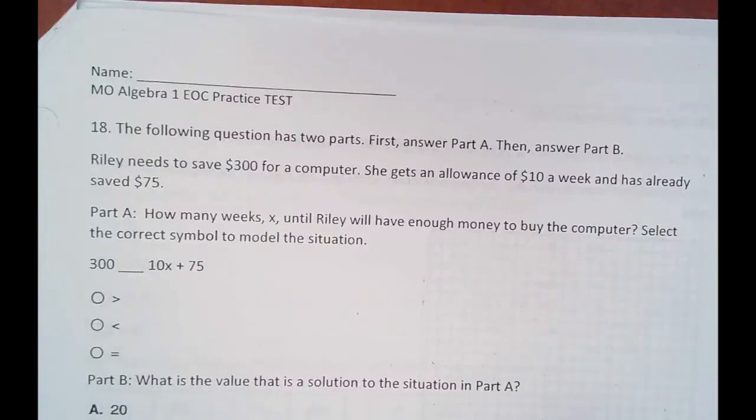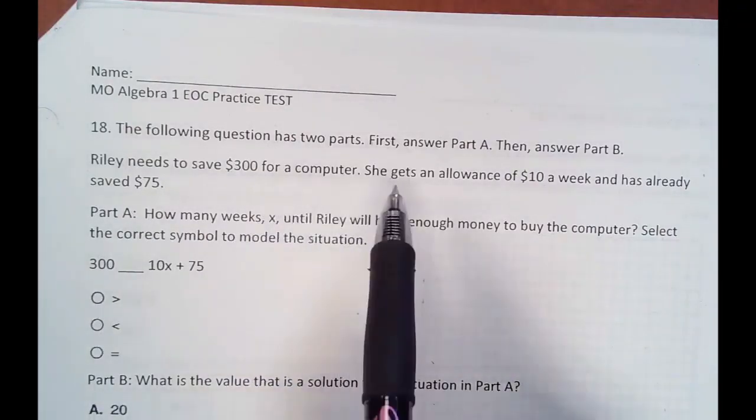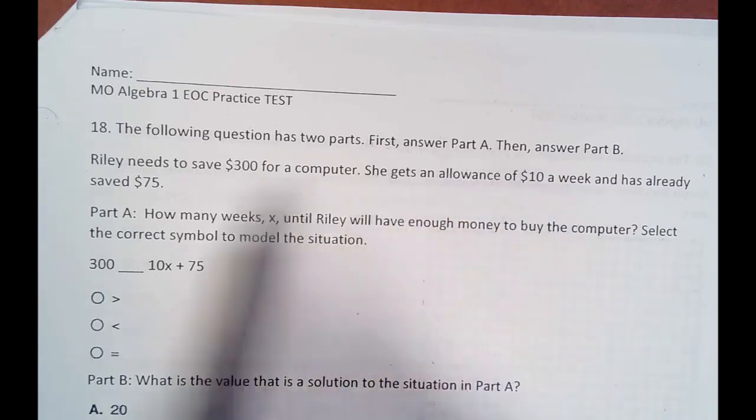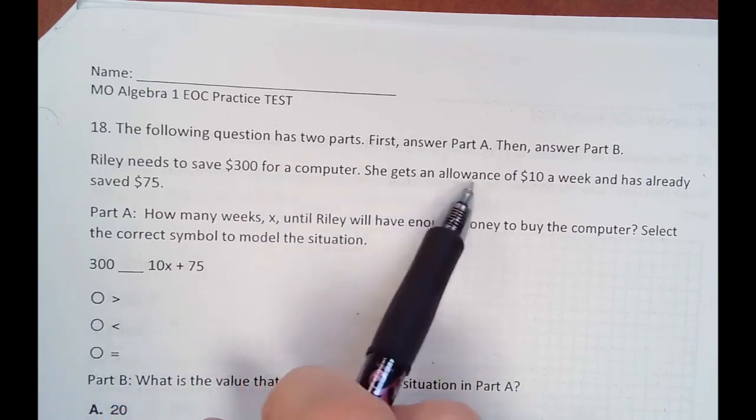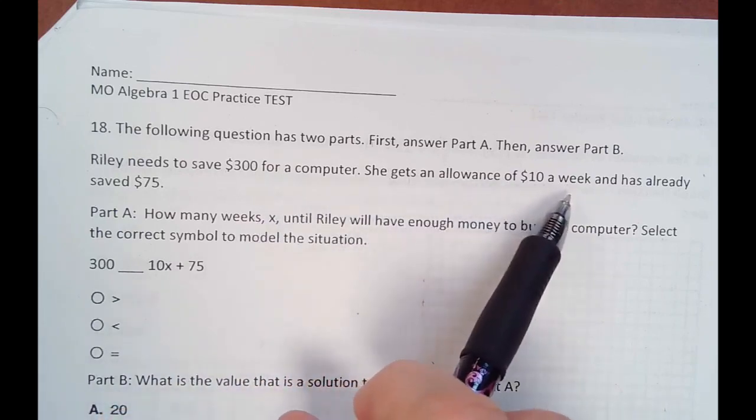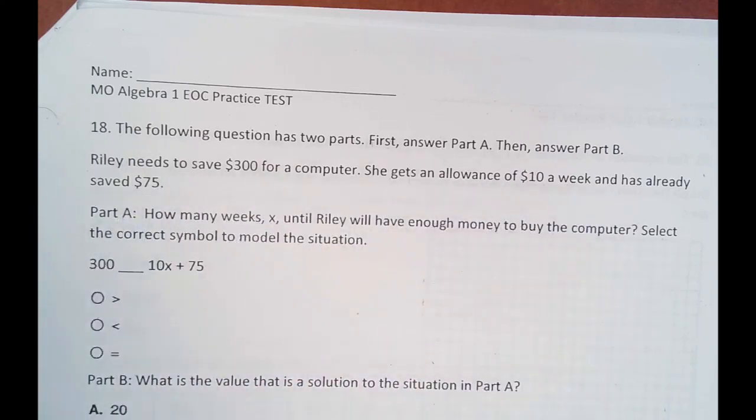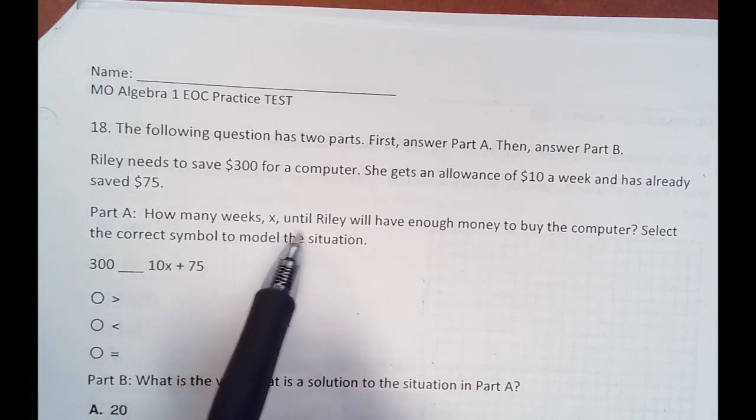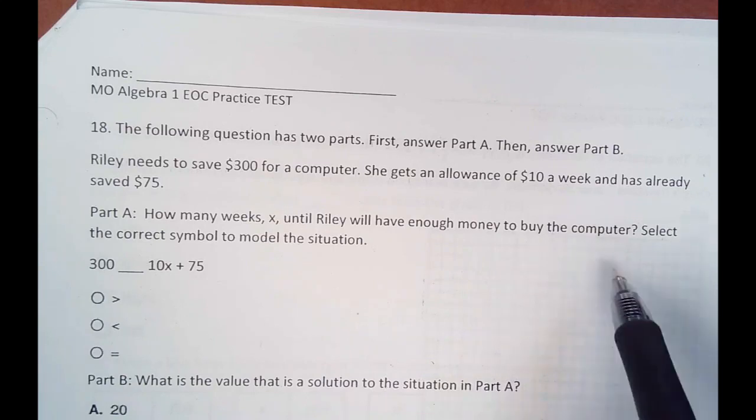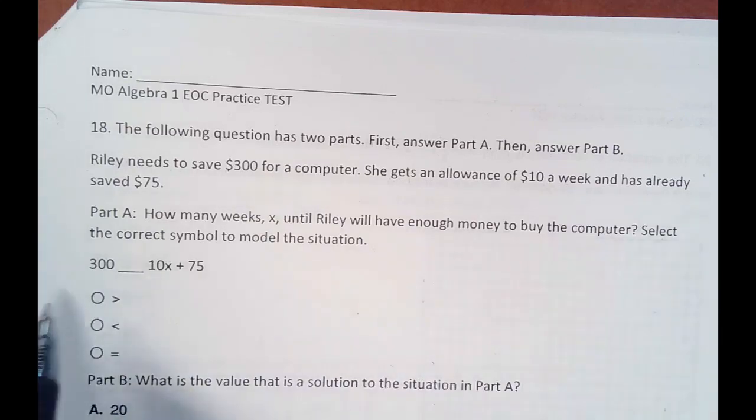Number 18. The following question has two parts. First, answer part A, then part B. Riley needs to save $300 for a computer. She gets an allowance of $10 a week and has already saved $75. Part A. How many weeks, x, until Riley will have enough money to buy the computer?